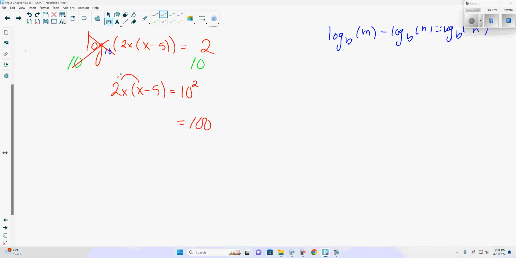Now the left-hand side, we can simplify this. 2x times x is 2x squared. 2x times negative 5 is negative 10x. Questions on how we got to this point here? Questions on anything we've done so far?